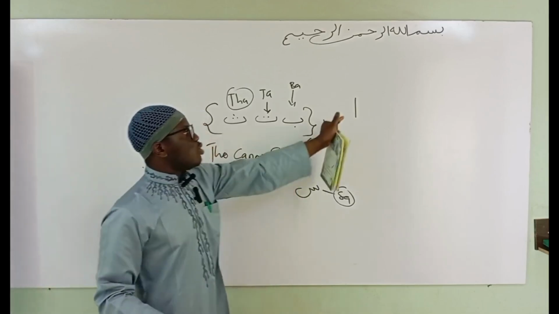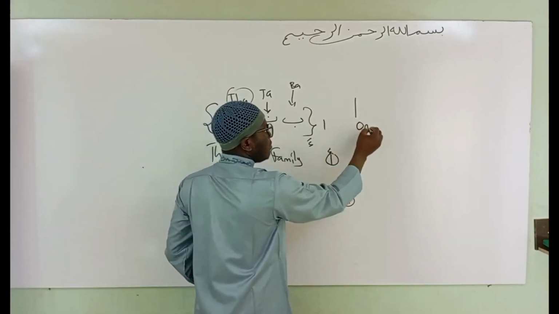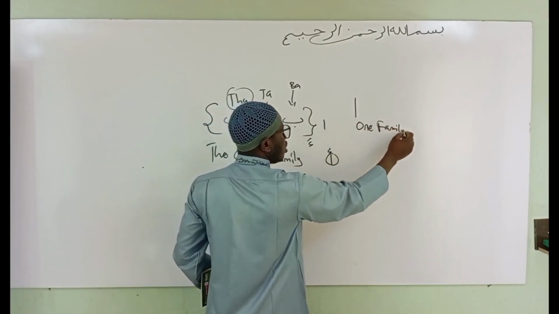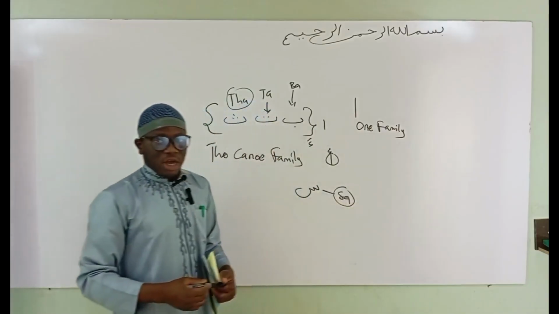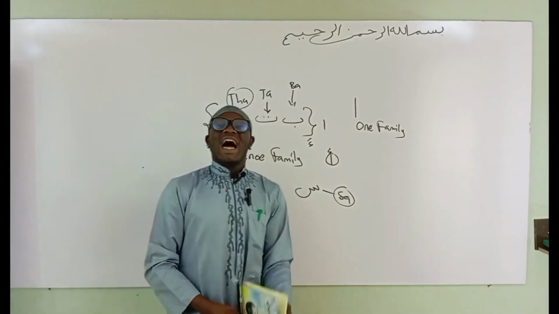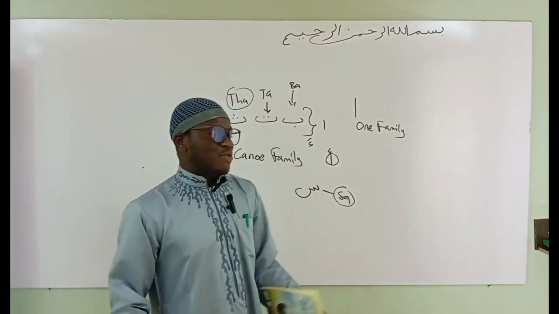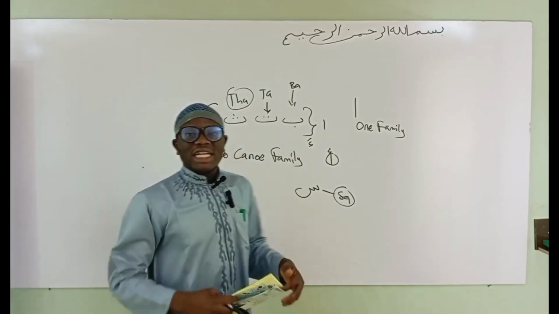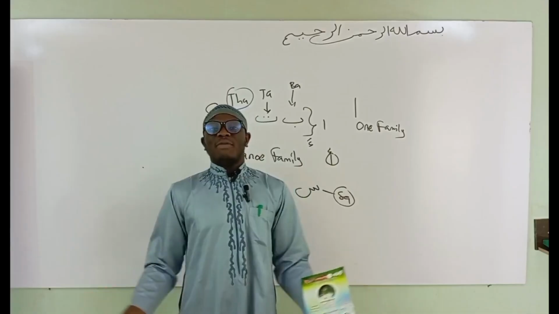If you remember, I said this is the one family. One family belongs to what? Belongs to one family. So each and every alphabet of the Arabic language has a family that they belong to. Because it is only when you know the family they belong to that you can easily identify them.